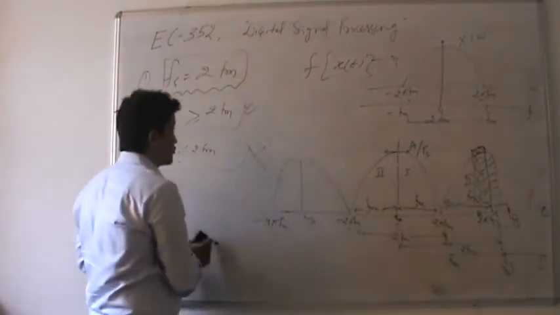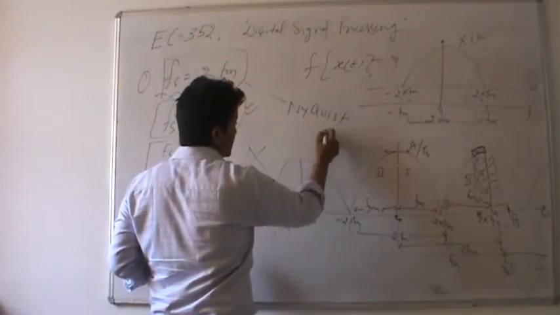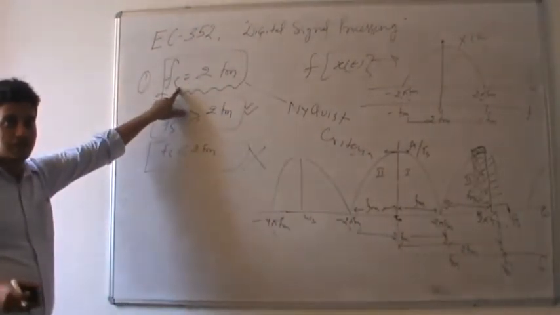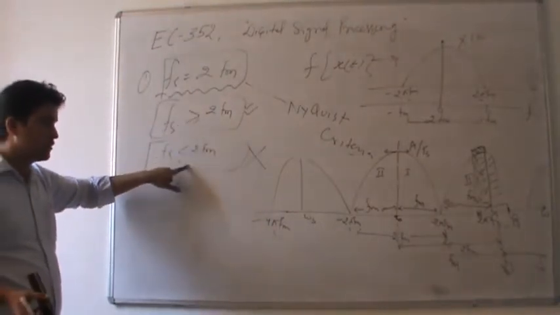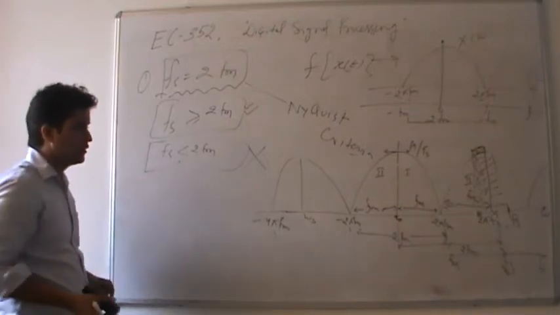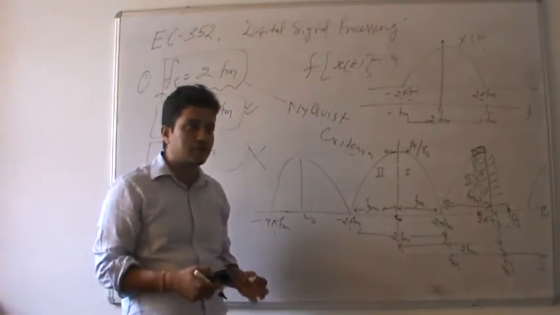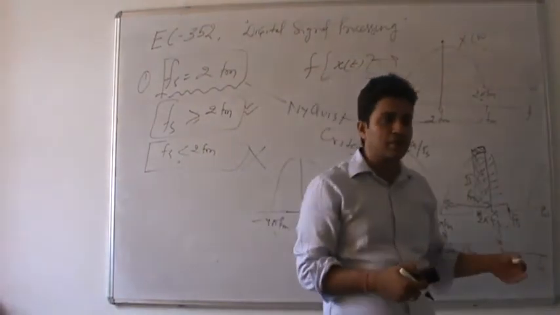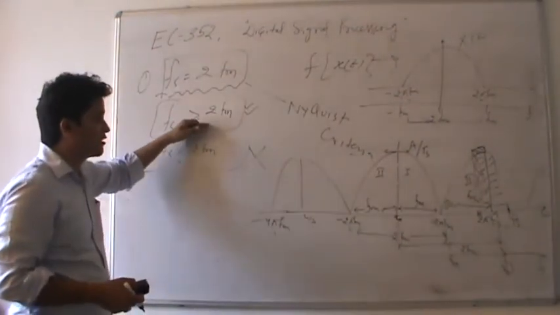The first condition is called the Nyquist criteria. If we maintain this criteria, we are going to get the full spectrum, full information there. If we maintain this, it's well enough. In this other condition, we are going to lose some information. So, to recover the original signal from its discrete version, we need to maintain the Nyquist criteria at least. This is the minimum condition. Otherwise, this is the safe condition.